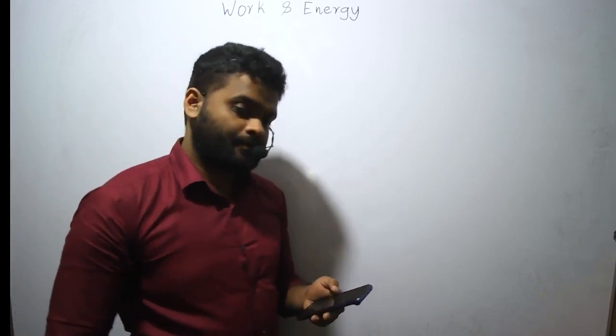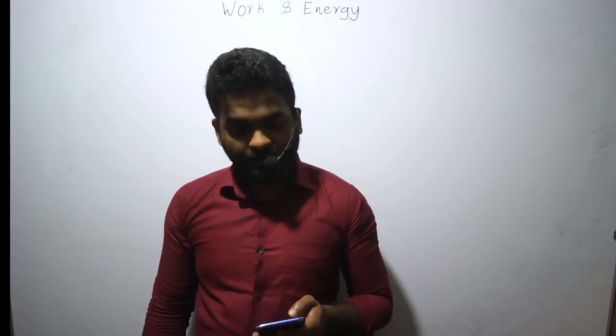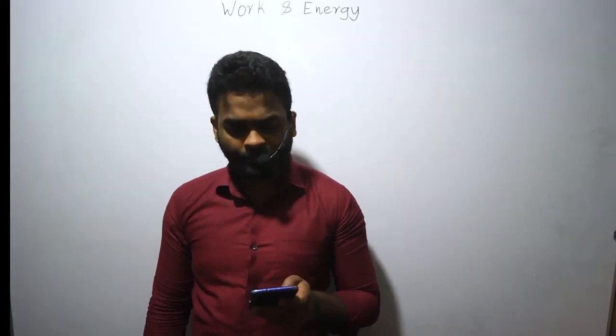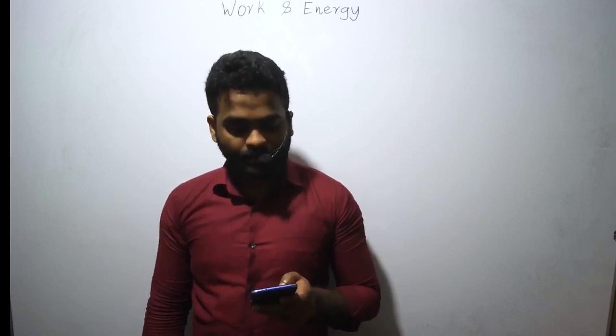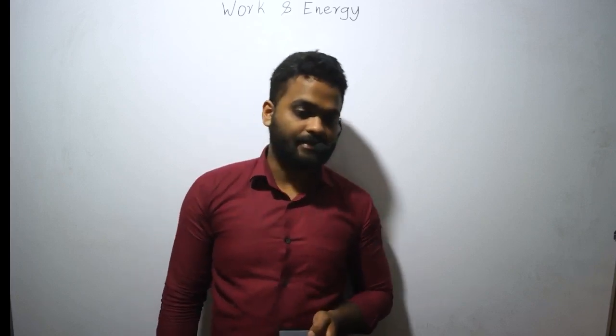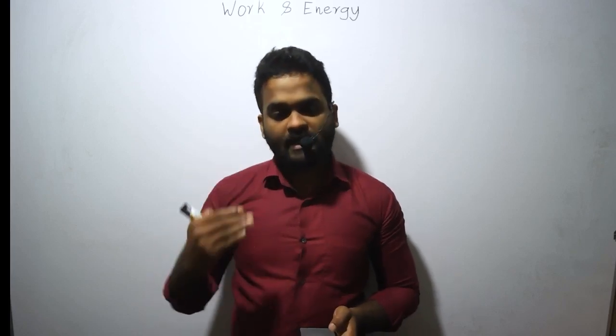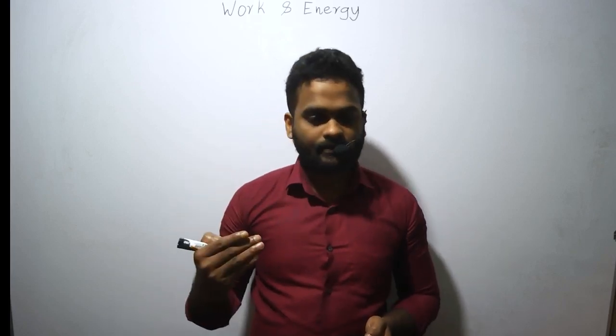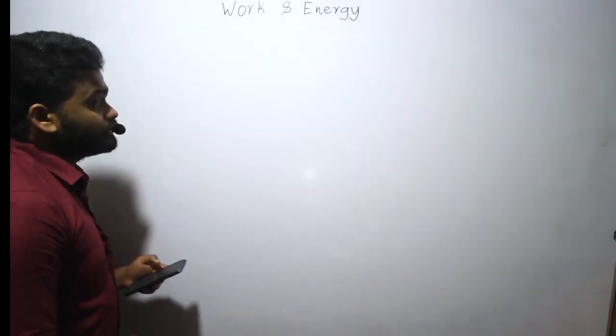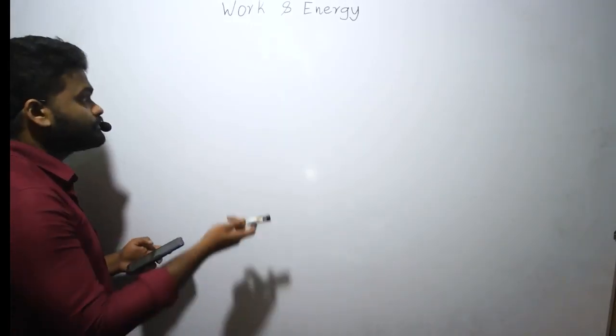Seventh question. The image shows a vertical cross section of a smooth path. A mass of 2 kg starts sliding from point A. The kinetic energy of the mass at C is? So these remaining questions are from energy, right? The previous questions were on work.